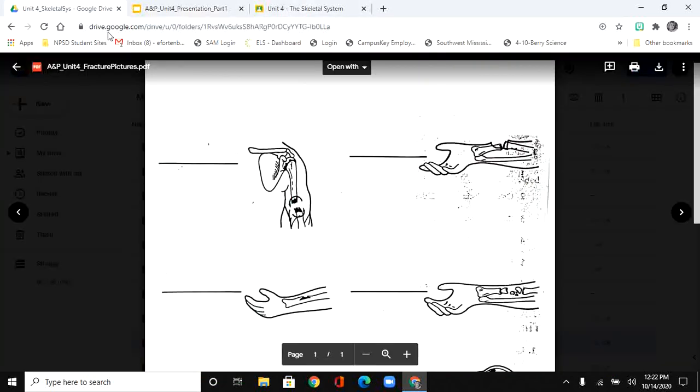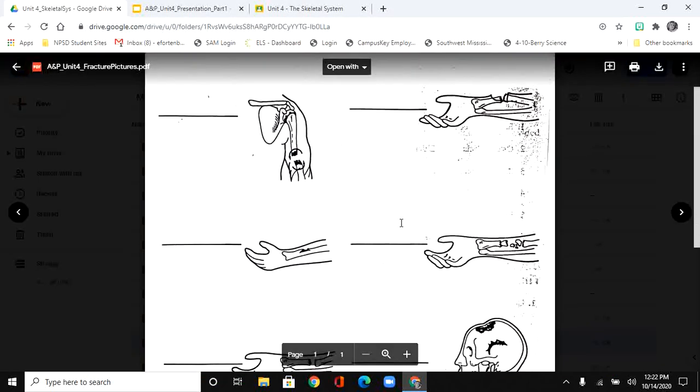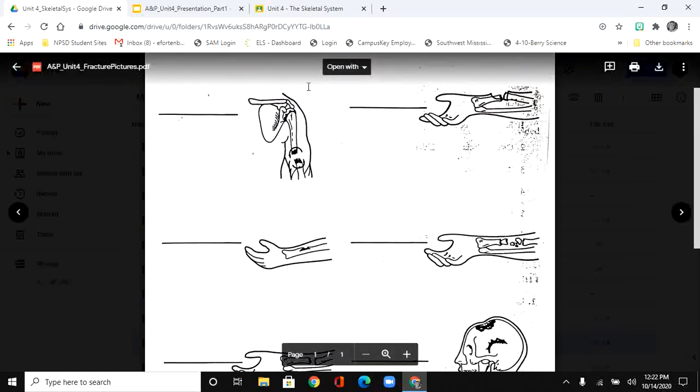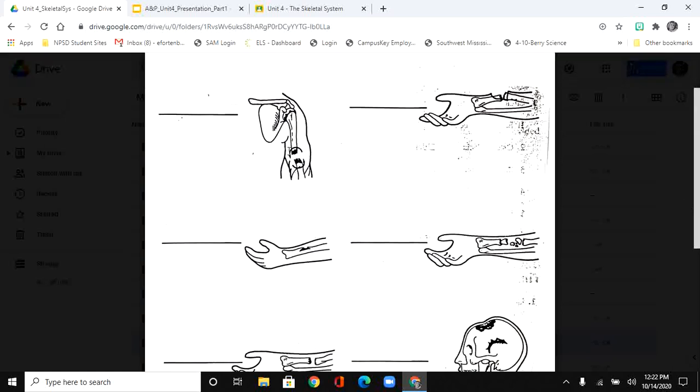And you're going to find these pictures in your Google Classroom, and you need to write down all of the descriptions of the fractures on the lines that are provided. So this very first picture at the top left, this picture, if you notice, has two arrows going around the fracture. That's because that is showing a very specific fracture that is known as a spiral fracture.